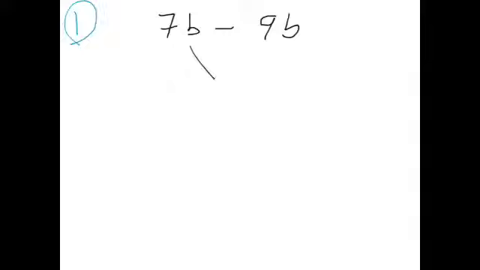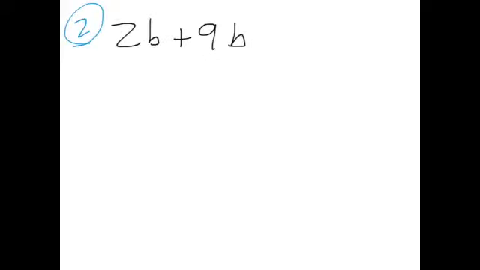On these ones, you can only combine like terms if they're alike. These both have b's, so you can combine them and just do the subtraction. 7 minus 9 is negative 2. Put the b with it, and you're good to go. On 2, these both have b's, so they can combine to get 11b.